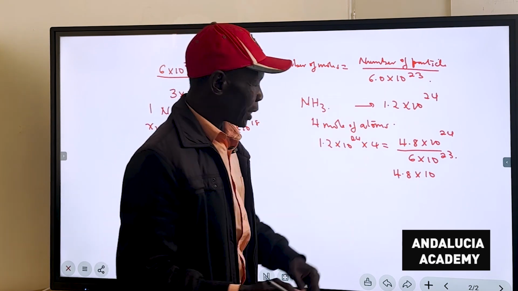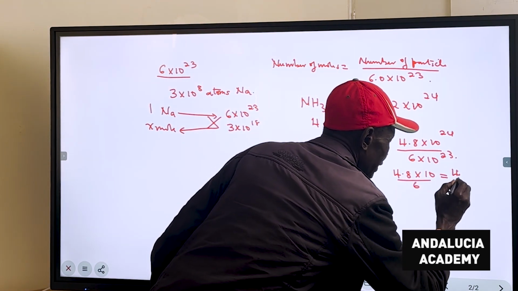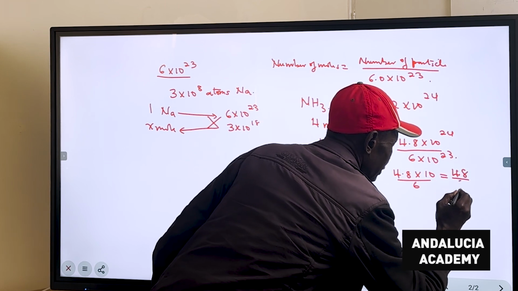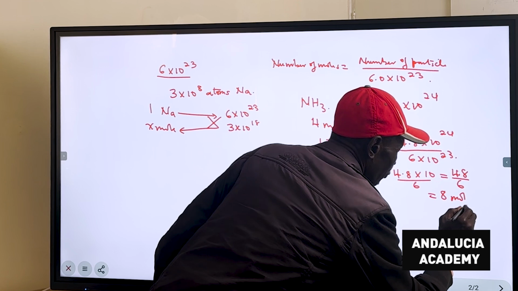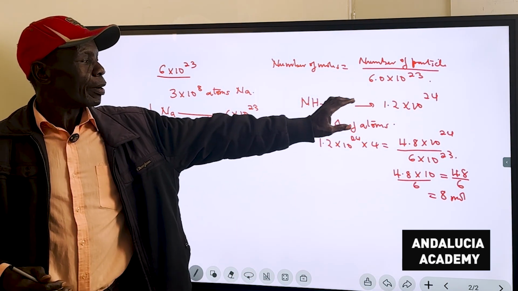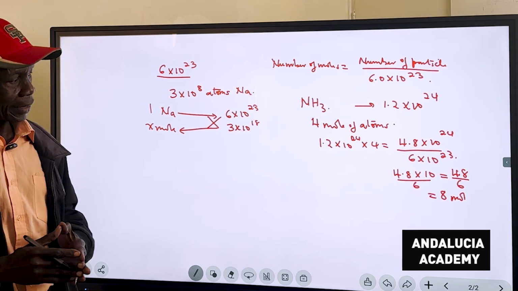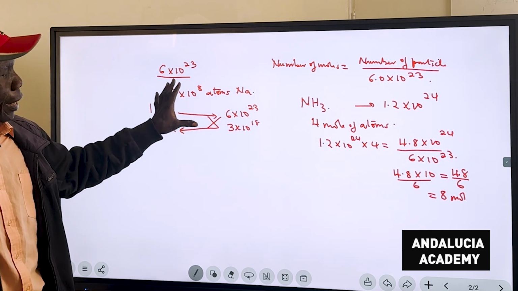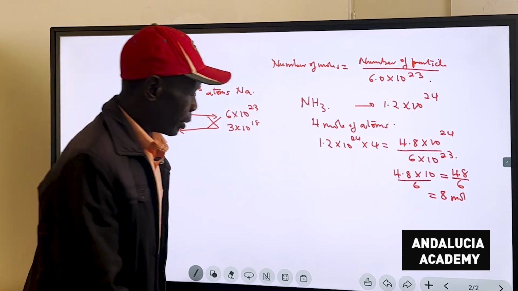We don't have to write the 1, so divide by 6, which is the same as 48 over 6, which gives me 8 moles of atoms present in this number of molecules of ammonia. So you must be very careful about that. So I hope this one is very clear. We could go to the next part.